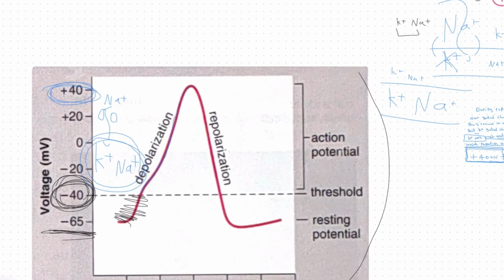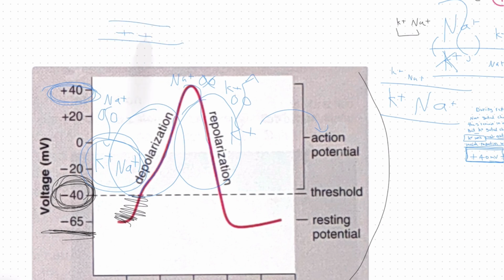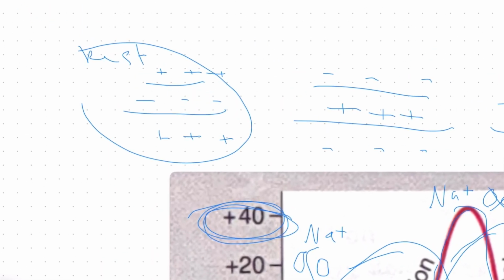Here is the repolarization. Sodium-gated channels close and potassium-gated channels open and potassium rushes out of the cell. The inside becomes negative again. Depolarization and repolarization make the action potential. So the action potential consists of two parts: a part where the inside was positive and a part where the inside was negative. This is outside. This is rest. The resting potential inside was negative.